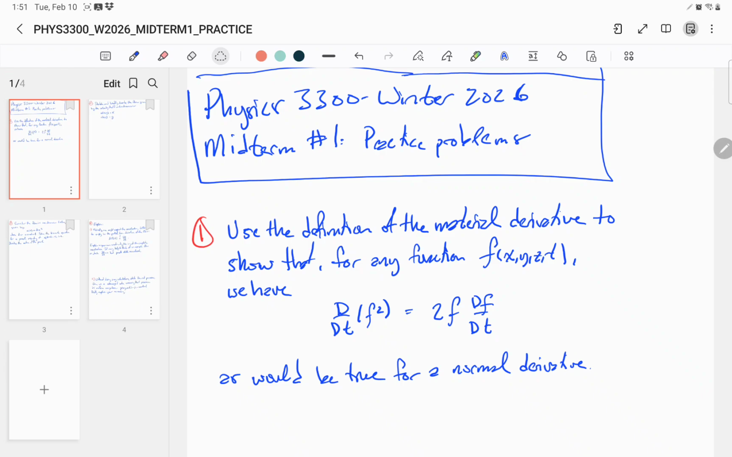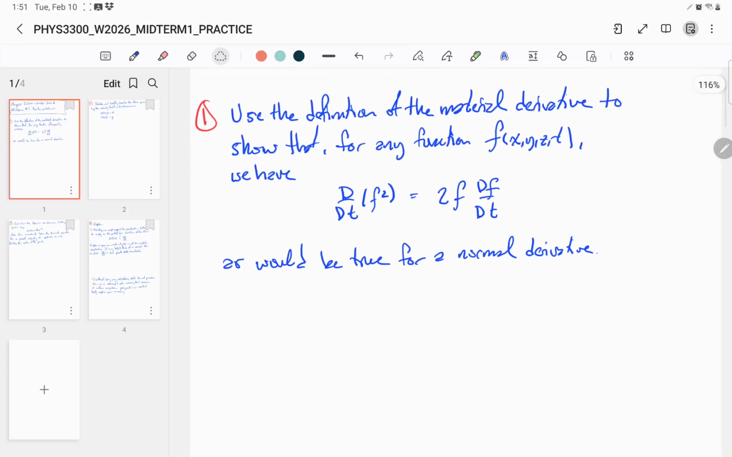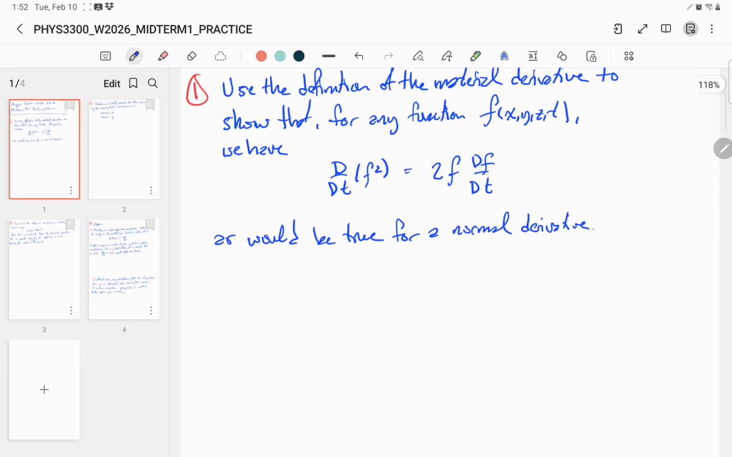So the first question is a question about the material derivative. Use the definition of the material derivative to show that for any function f of x, y, z, and t, the material derivative of f squared, the square of the function, is equal to 2 times f times Df/Dt, which is the same result that we would get for any typical function for an everyday derivative, like a partial derivative or a normal derivative. Okay, so how would we show this? We'll put the solution.